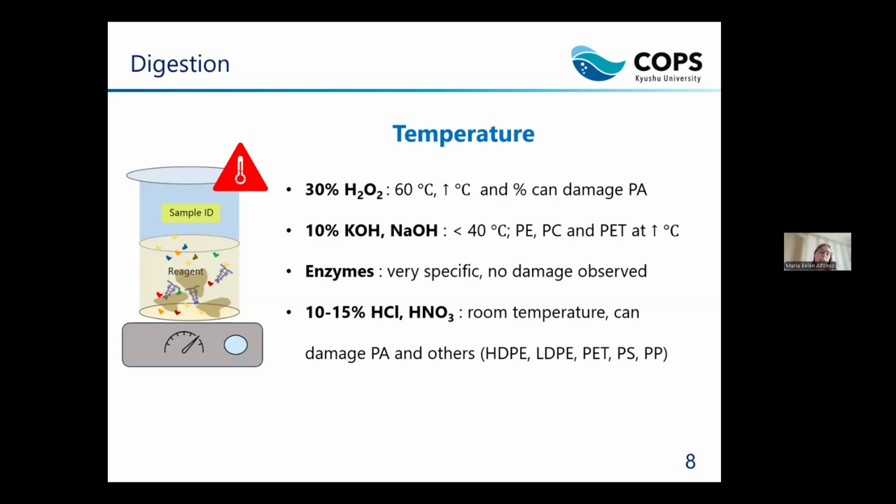In the case of enzymes, these are very specific and no damage to microplastics has been observed to date, so it's very safe to use enzymes, but as I said before, it's time consuming, so maybe you need to consider which is best. And in the case of acids, they can affect the microplastic particles a lot, so it's highly recommended to use them at room temperature, not increasing the temperature to make it quicker.